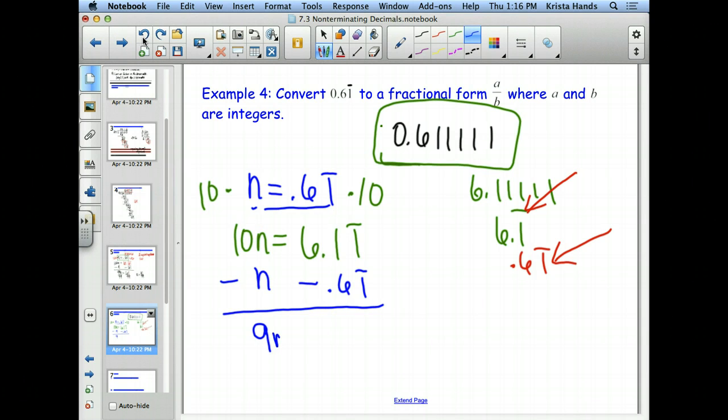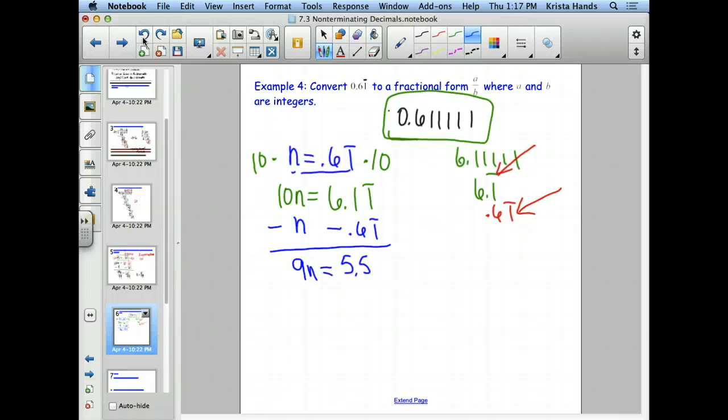In fact, on the left I have 9n. What do I have on the right? 5.5. So can we just look at it as they subtract away? The repeat bars are matching up, they're identical, so when we subtract them, they add to 0, they add nothing. Exactly right.